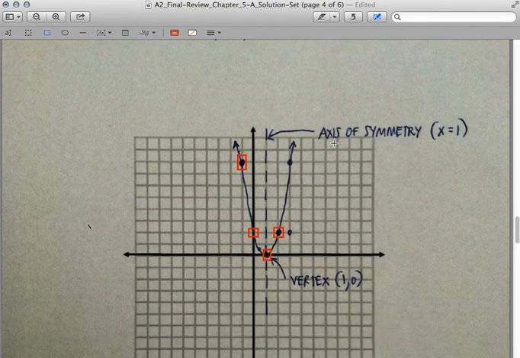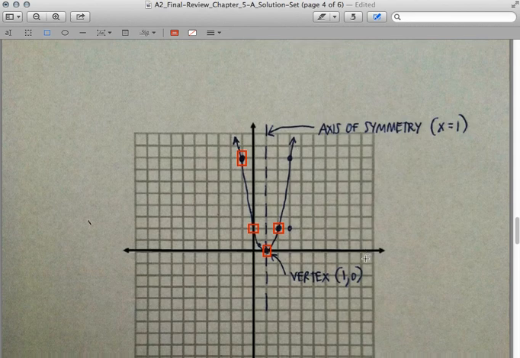So now we've got the axis of symmetry, we've got the vertex, and we have the exact shape and nature of the parabola opening upward.